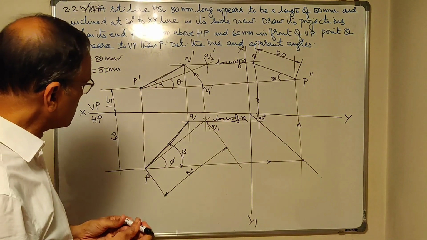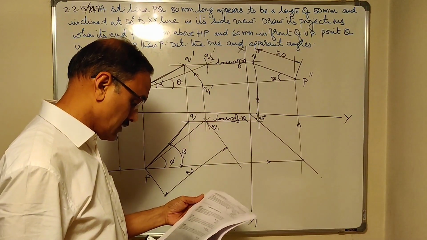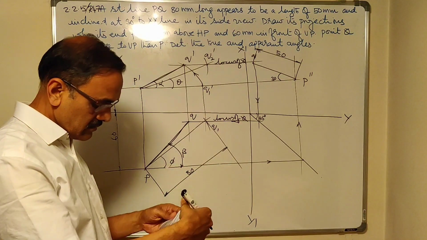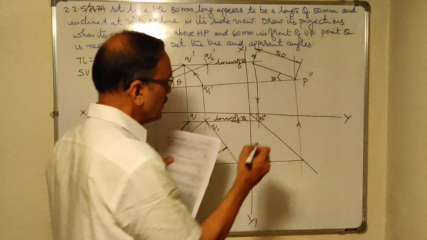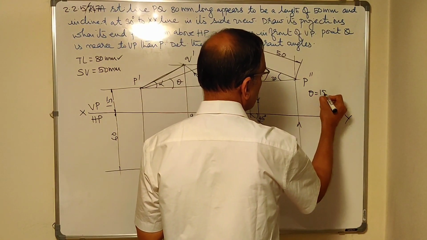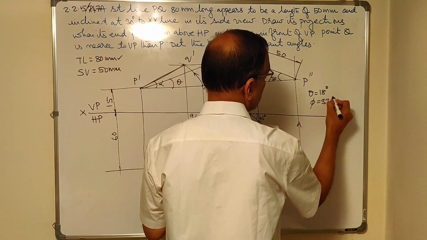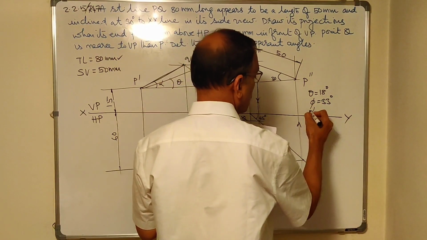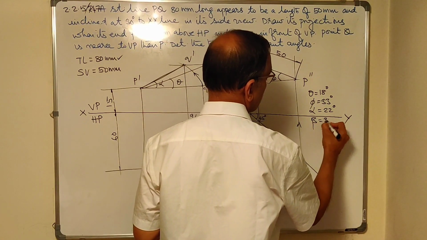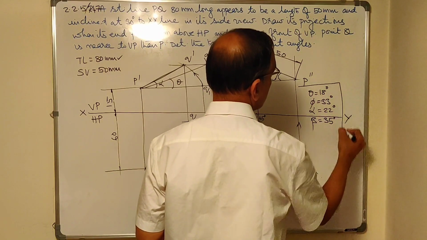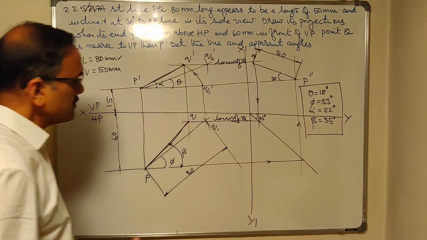Let me give you the angles. There are 4 angles which you are asked to find. Theta is 18 degrees, phi is 33 degrees, alpha is 22 degrees, and beta is 35 degrees. These are the 4 angles which you need to find.